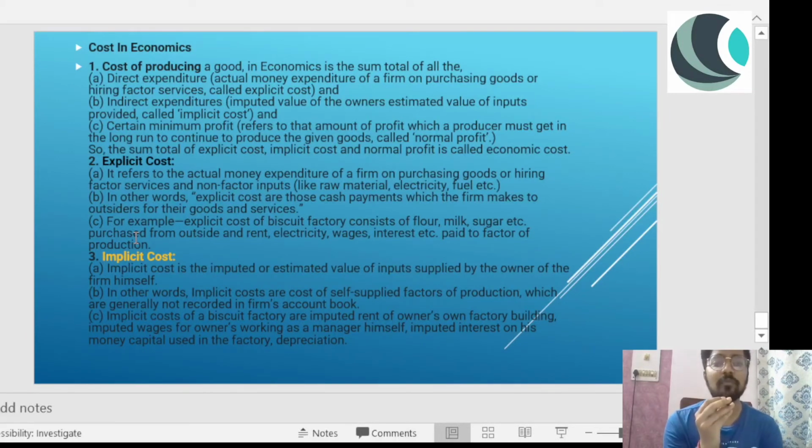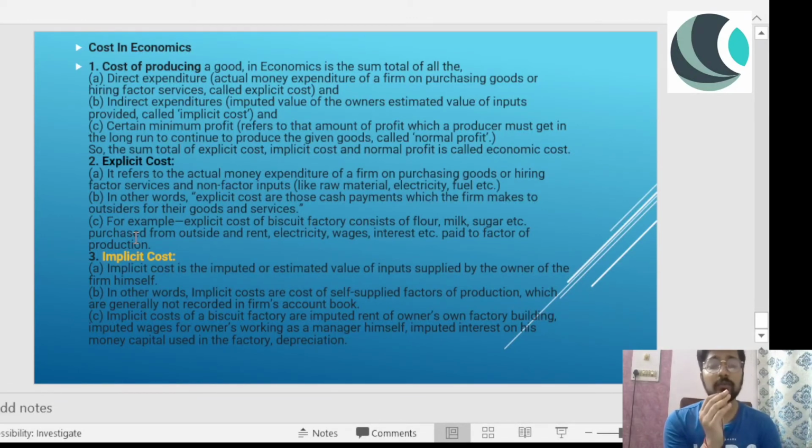You can see that I have purchased a building, I have purchased a warehouse, and I am purchasing goods and hiring services from people, I'm hiring laborers. Those are services that you can basically see. So that is called direct expenditure, and it will be categorized under explicit cost. Now indirect expenditure is the imputed value of the owner's estimated value of inputs provided, called implicit cost. So what is implicit cost? We'll talk about this with the help of an example so that you are very clear on the difference between explicit cost and implicit cost.